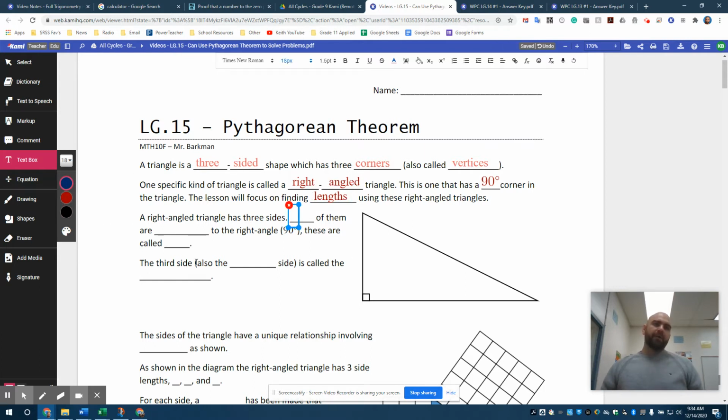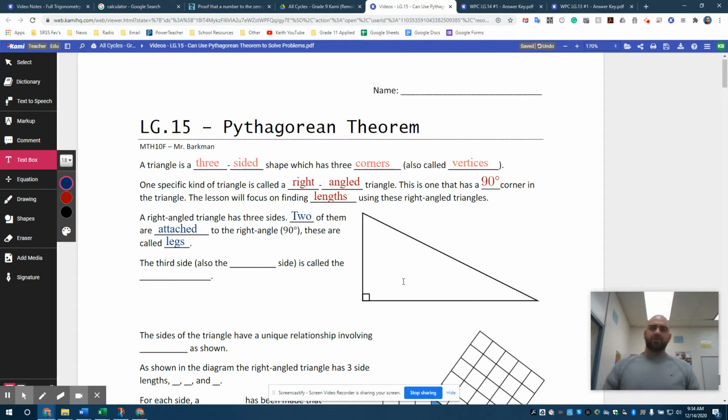Now, a right-angled triangle has three sides. Two of them are attached to the right angle, the 90 degrees, and we call these sides legs. So these are called legs, and they're attached to the 90 degrees.